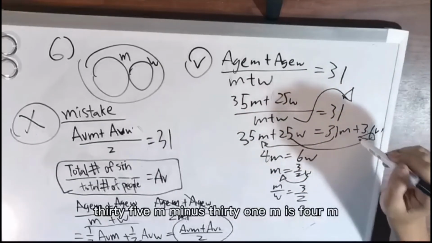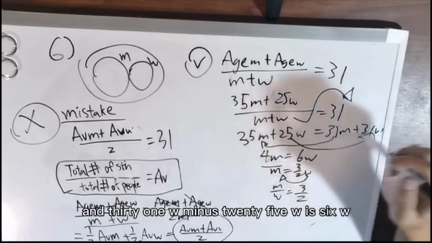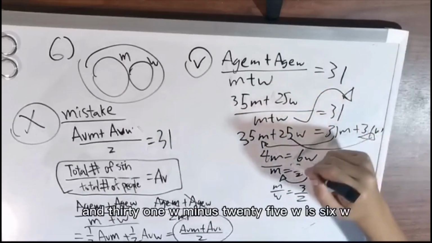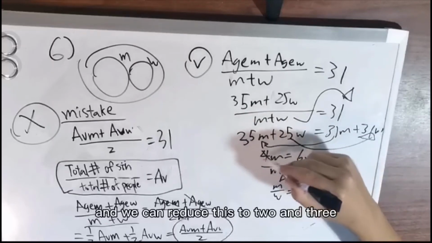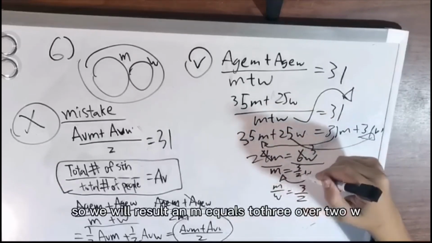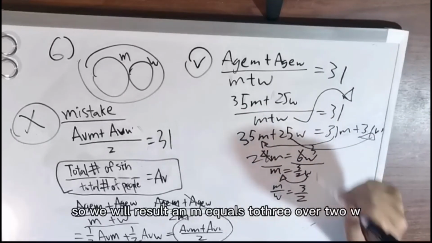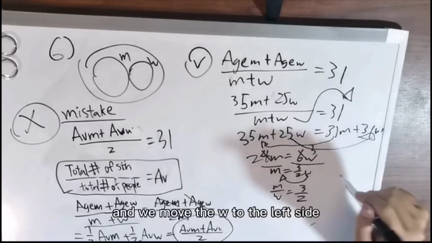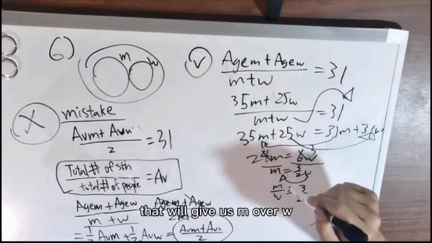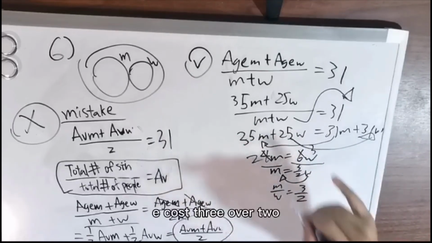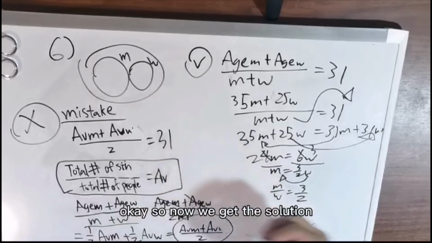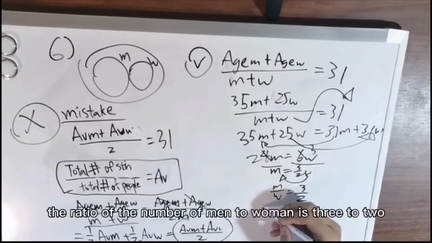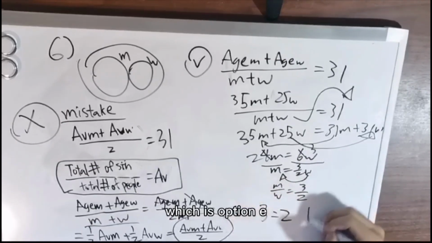We move 31m to this side and 25w to the other side. 35m minus 31m is 4m, and 31w minus 25w is 6w, and we can reduce this to 2 and 3, so m equals 3 over 2 w. We move the w to the left side, and that gives us m over w equals 3 over 2. So the ratio of the number of men to women is 3 to 2, which is option E.